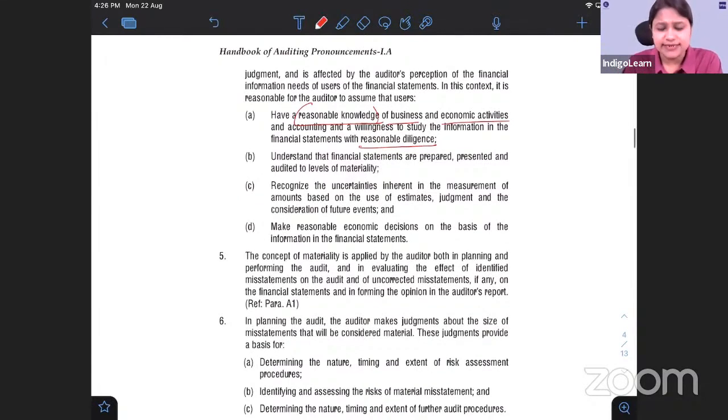Then they also understand that the financial statements are prepared and presented by the management, and audited by us, keeping in mind the materiality level. That means we are telling we have done the audit keeping in mind the materiality level. That is, immaterial items we have not considered. So we are not telling them the statements are 100% free. We are telling them they are free from material misstatement. So the users have to understand that the preparation has also happened keeping in mind the materiality level, and the audit also has been conducted keeping in mind the materiality level.